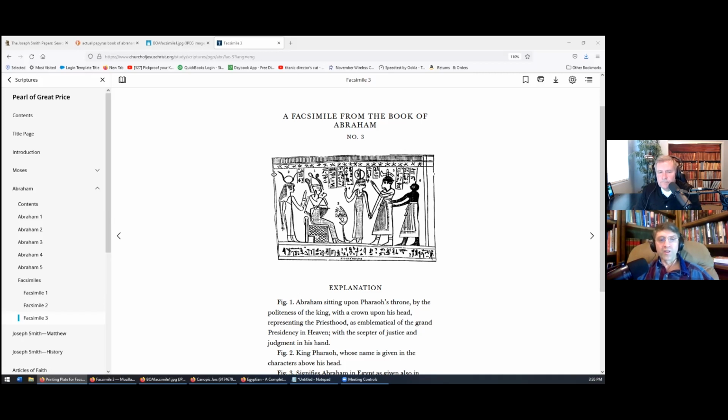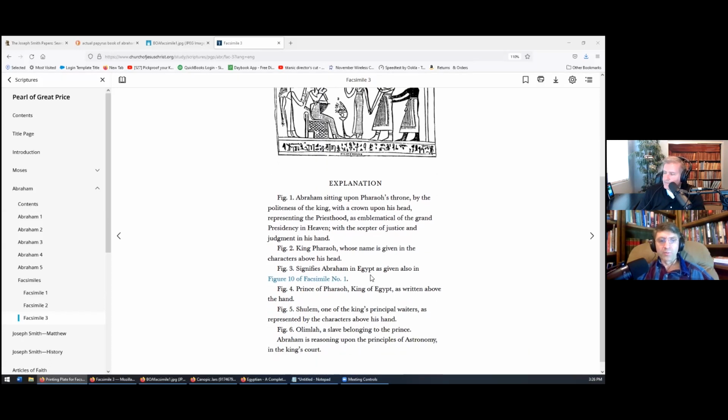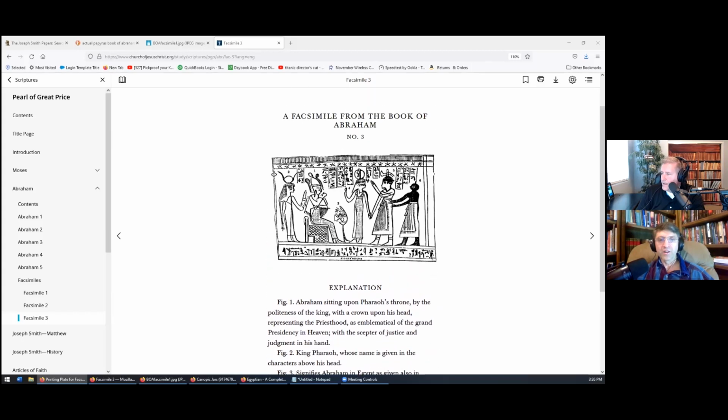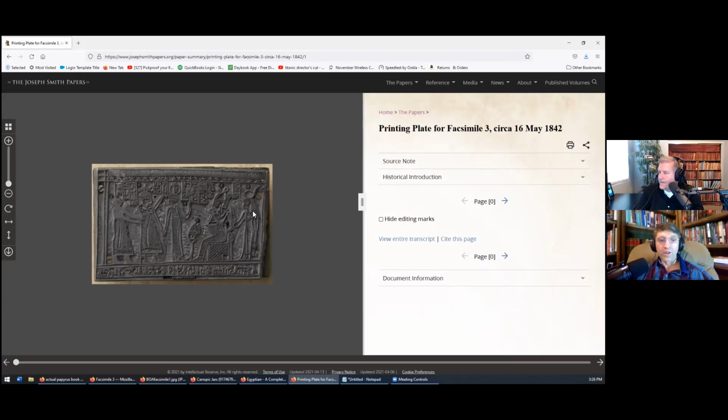But Joseph Smith, in a number of cases, says that this is so-and-so, as can be seen by the hieroglyphs above their head. And when we translate those hieroglyphs, it says it down here. Yeah. So, for example, figure 5, Shulam, one of the king's principal waiters, as represented by the characters above his hand. In that case, it's his hand. All right. Now, this is one of the times where I wish we had the original, because what we have is only this facsimile, where someone who wasn't particularly familiar with Egyptian was trying to, in mirror image, in wood or metal, carve and replicate these symbols. And you can't always tell.